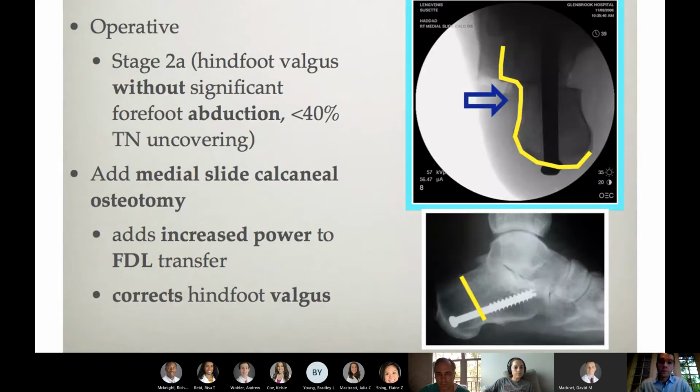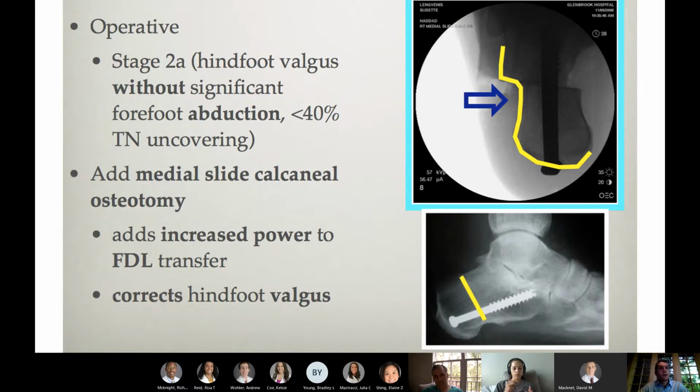When we do this, we typically do a calcaneal osteotomy to correct the hindfoot valgus. So we displace it medially because that improves the alignment. MDCO is how we abbreviate that. But really, that's all that matters, is that you're sliding the heel over.